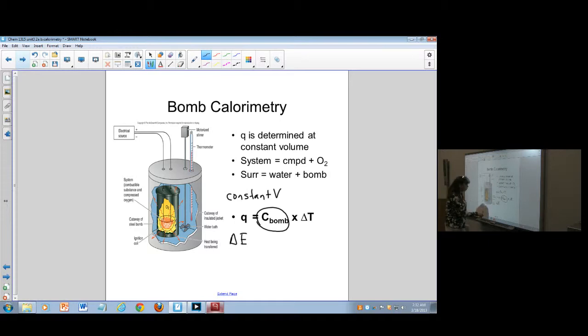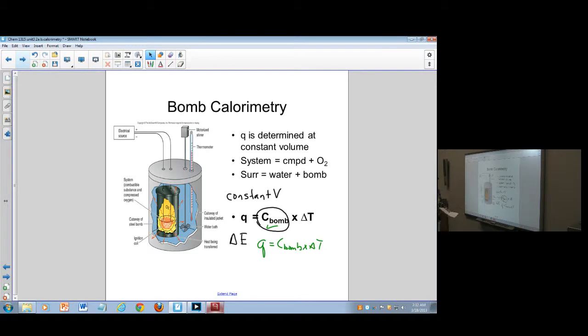That's part of this equation, where to find the heat, instead of the specific heat of the object, we're trying to figure out what the specific heat of the bomb is, and then to find the heat, we'll take the C for that bomb times delta T. So every bomb has to be experimentally determined for what that specific heat is in order to get a good calibration, get good results.